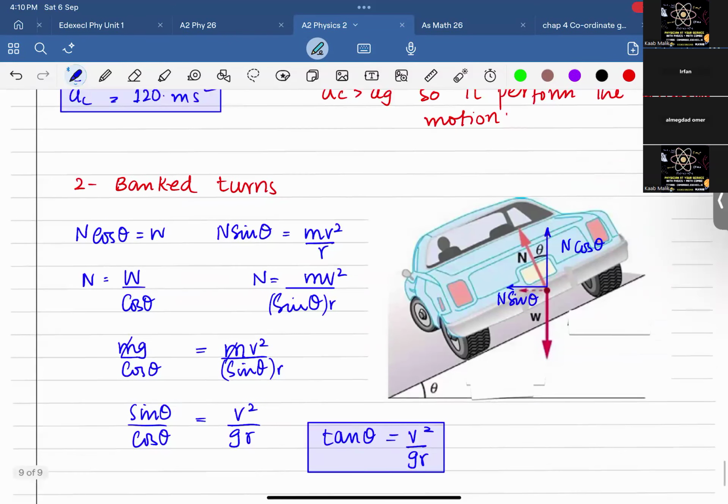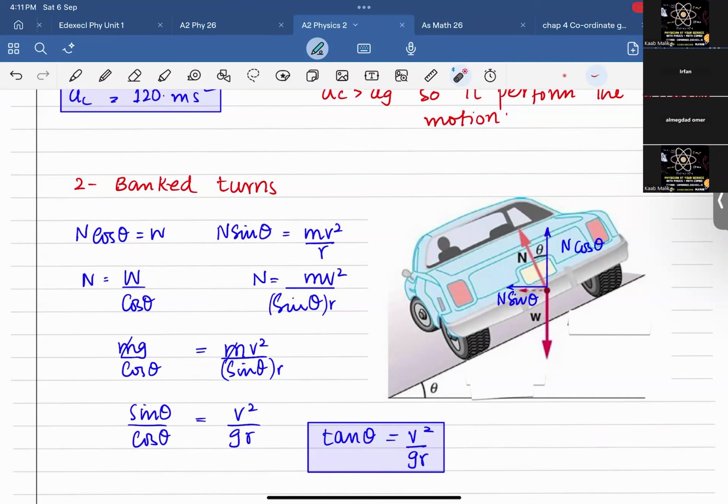This is the concept of banked turns, where you can relate the angle with the velocity that you are taking the turn with, or you can find out the velocity which would be easy for the car to take the turn if you are taking that angle. But if you keep the angle very high and the speed low, then it may fall down or slip down. Or if you take the angle very low and the speed very high, then it may end up skidding the car.